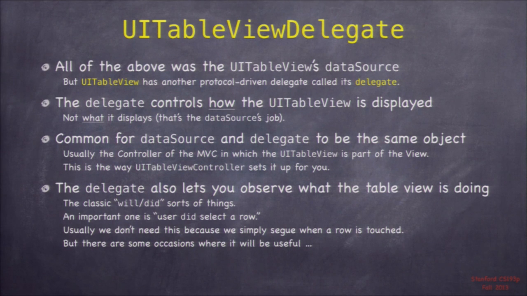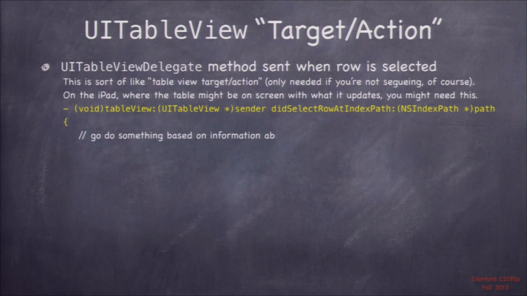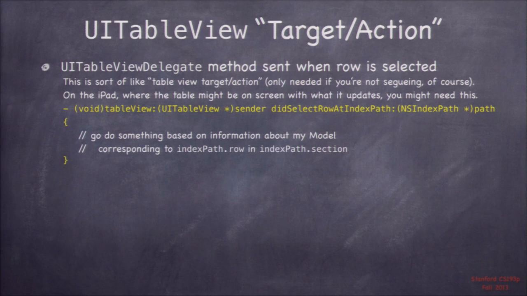So the delegate protocol can tell you when the user tapped on a row. Mostly, when the user taps on a row, we're going to segue, which I'm going to talk about in a moment. But it's also possible to implement this method in the UITableViewDelegate protocol called tableView:didSelectRowAtIndexPath:. Exactly what you think. It tells you the index path, in other words, the section and row, where something was touched, and you can do something.